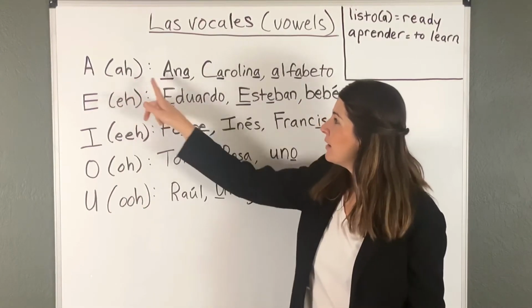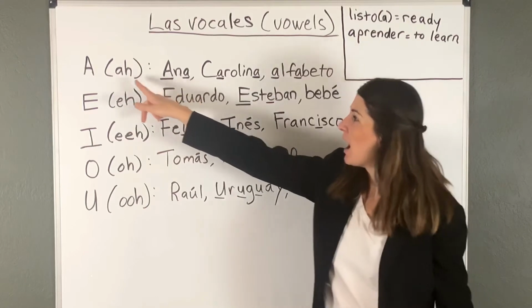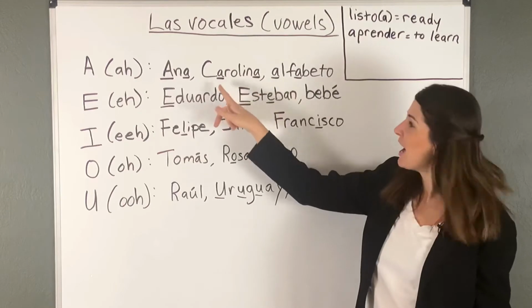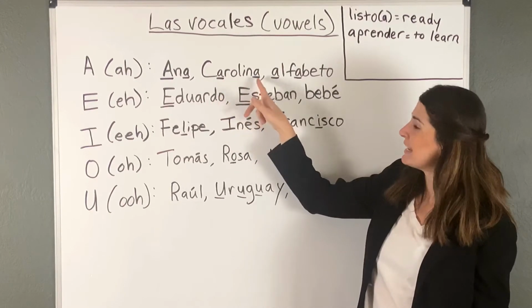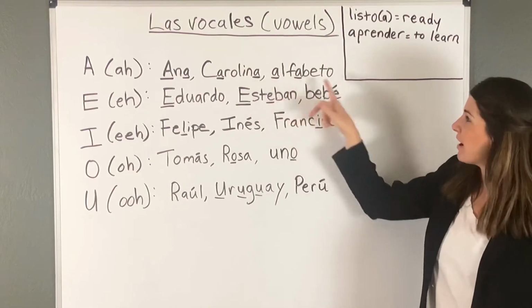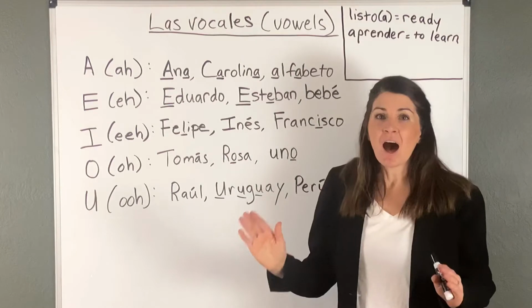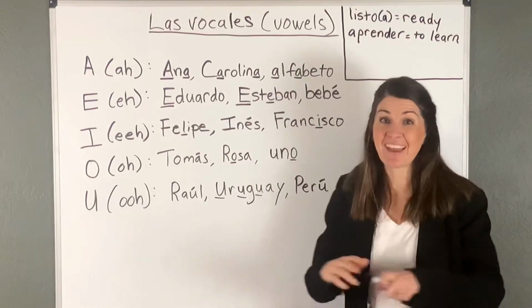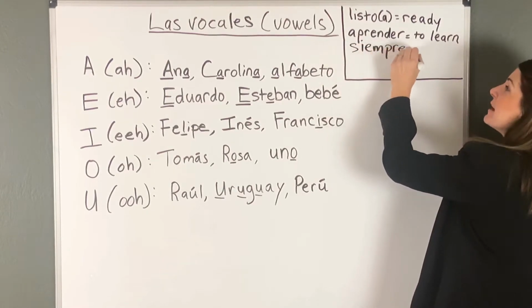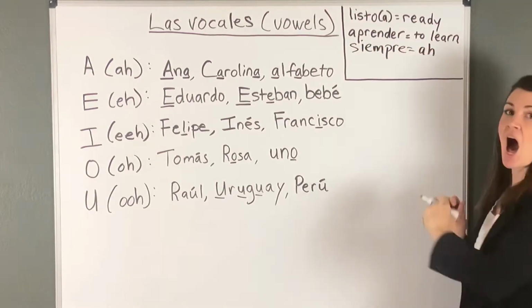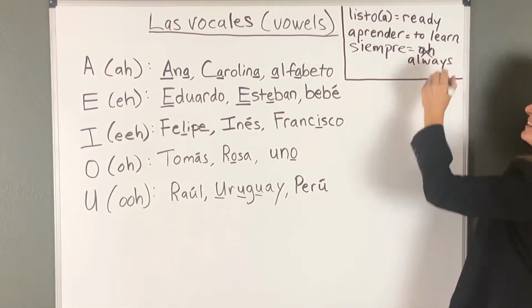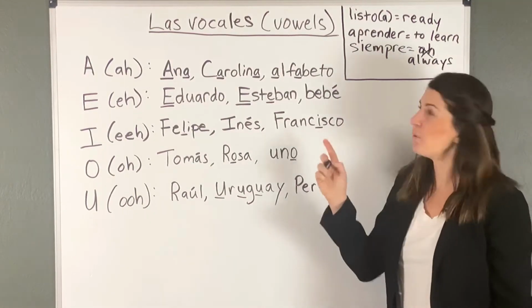A. Ana. Ana. Carolina. Alfabeto. Siempre. Oh, no, siempre en inglés significa always.